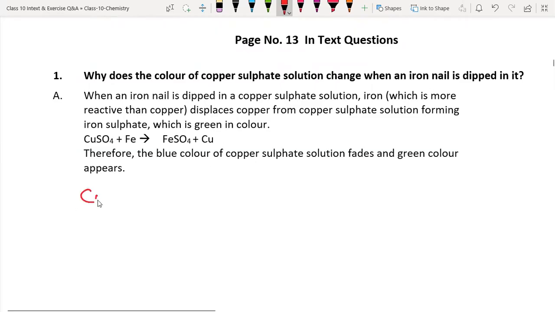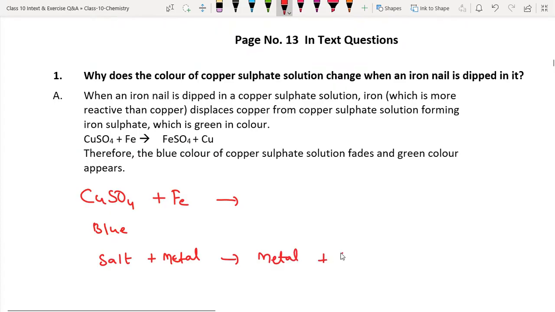You see guys, copper sulfate is a salt, CuSO4. What is the color of copper sulfate? Blue. Now, if you add iron, Fe, to it, I think you have some idea about displacement reaction. If you take one salt and add one metal to it, one metal can get displaced from the salt and a new salt is formed. Now CuSO4 plus Fe gives FeSO4, and copper will be displaced.